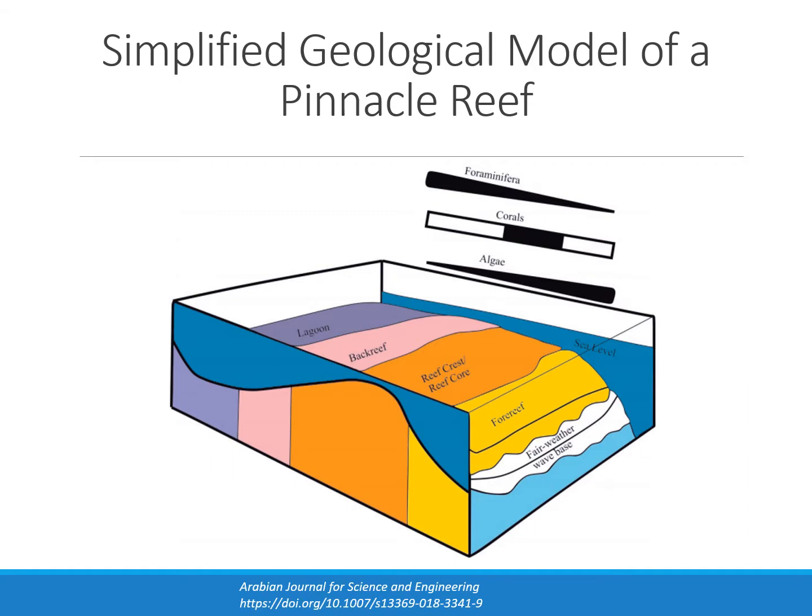A simplified geological model of a pinnacle reef illustrates the proportions of different organisms across the reef, with a high proportion of forams, a low proportion of algae and little to no coral in the lagoon, contrasting with a mix of coral, foram and algae of the reef crest, followed by an abundance of algae and a low proportion of forams and little to no coral in the fore reef.